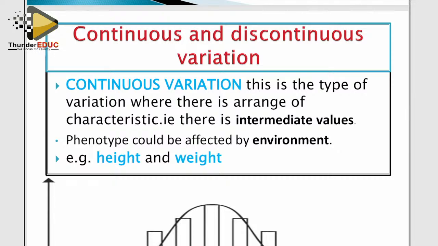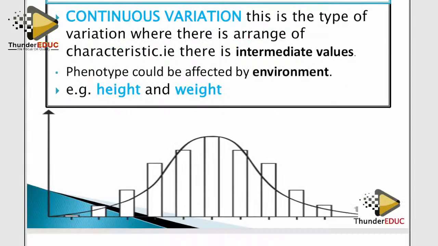So whatever doesn't change from the time you are born until you die, that is discontinuous variation. But the one which changes, for example the size, the height, everything, we call it continuous variation. Imagine the size of your head now and the size of your head before. It's not the same. The shoe size is not the same. So those are continuous variation.